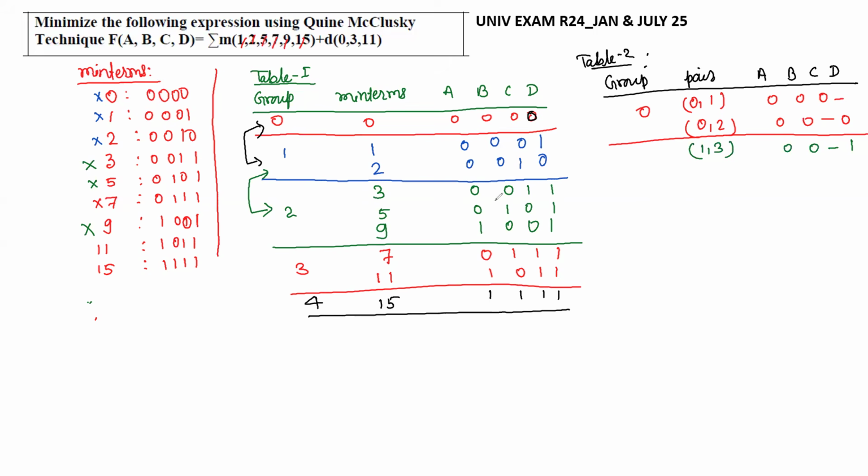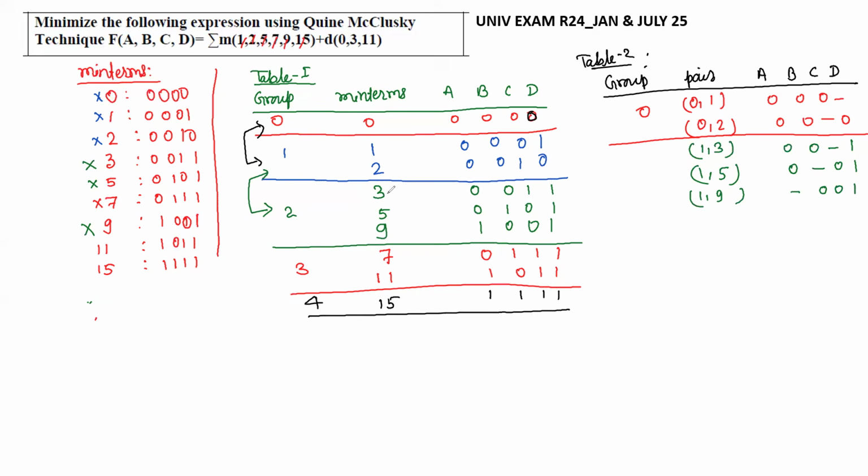Check it. So 1, 5. So 1, 5 pair, which bit is changing? B is changing. So 0, dash, 0, 1. Then what about 9? Yes, 1, 9. Which is changing? A is changing. So dash, 0, 0, 1.